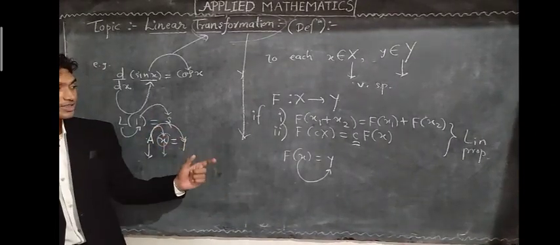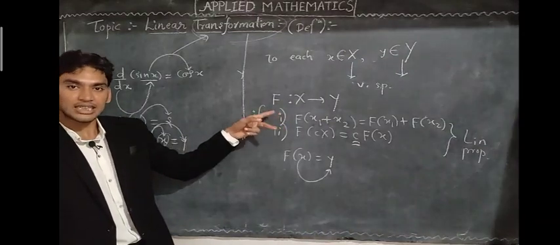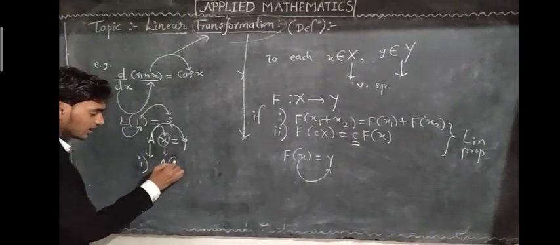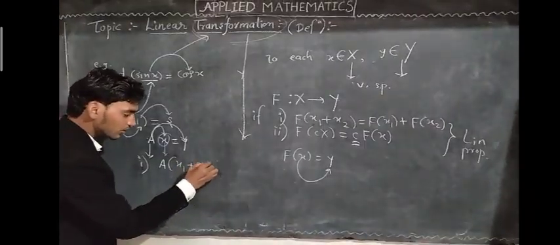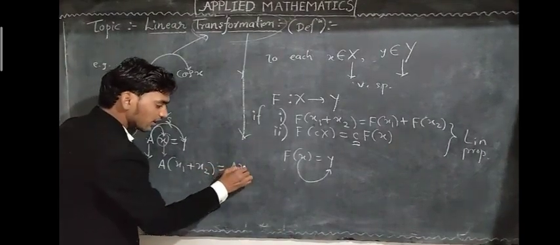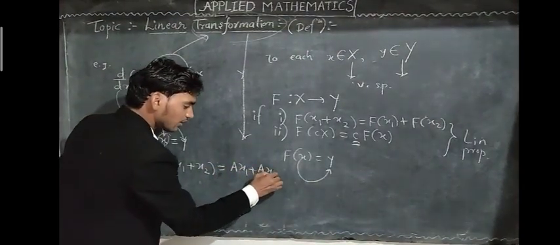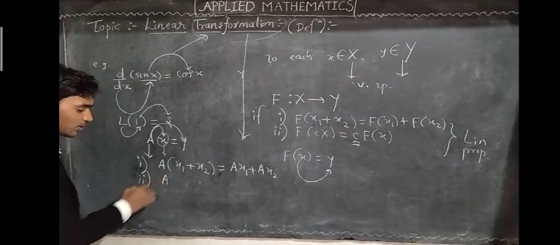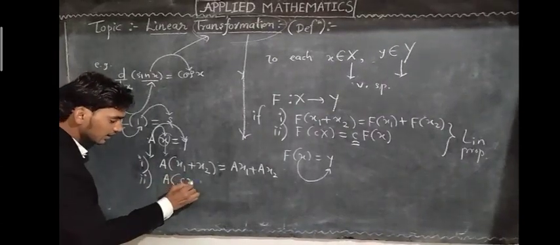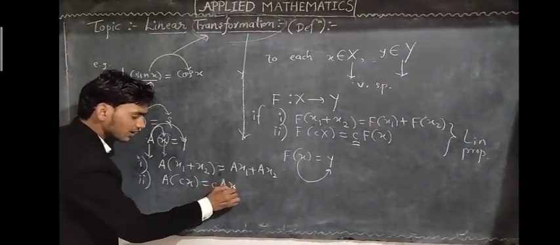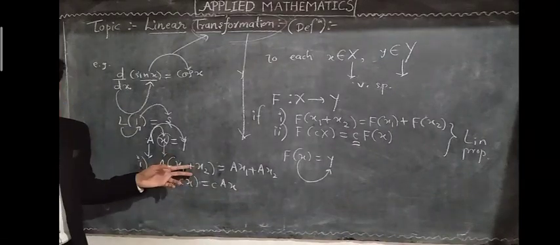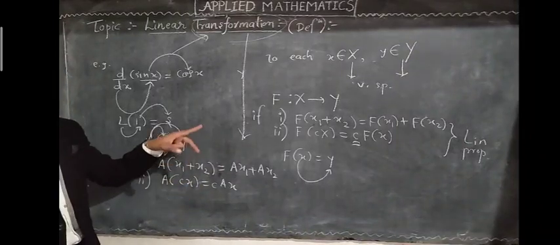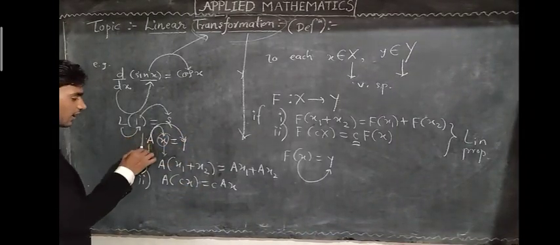Now check whether the matrix satisfies both properties. First one, we know that A into (x1 plus x2) equal to A into x1 plus A into x2 by distributive property. Second, A into Cx equal to C into Ax. So matrix always satisfies both properties.